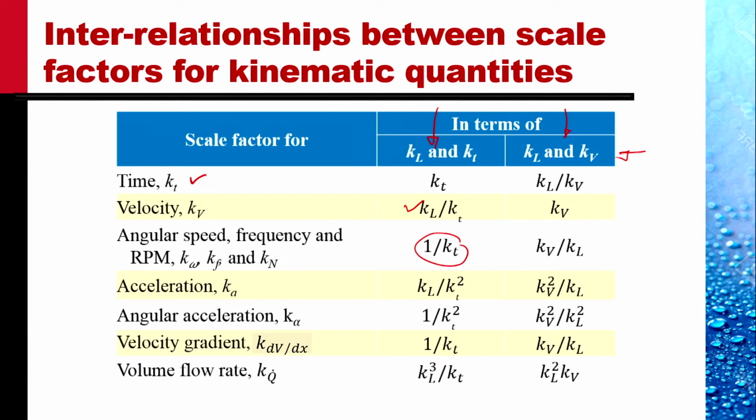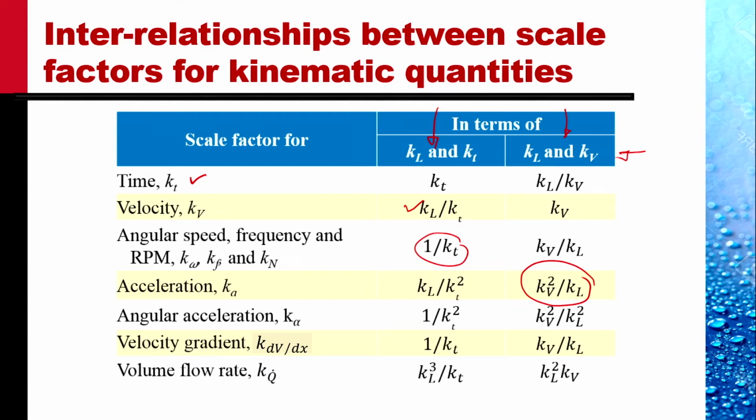Similarly, for acceleration, rate of change of velocity with time. Velocity is Kl by Kt, so acceleration is Kl by Kt squared. And in terms of Kl and Kv, it is Kv square by Kl. Most frequently used in fluid mechanics. Angular acceleration, similarly, can be written as 1 over Kt squared. Velocity gradient, K of dv by dy is 1 over Kt or Kv by Kl.